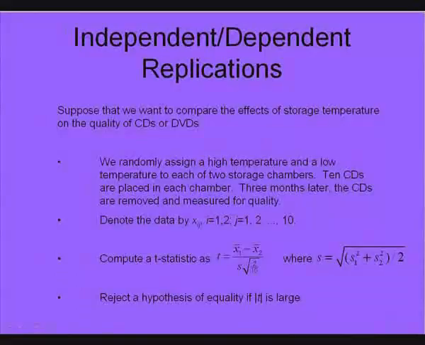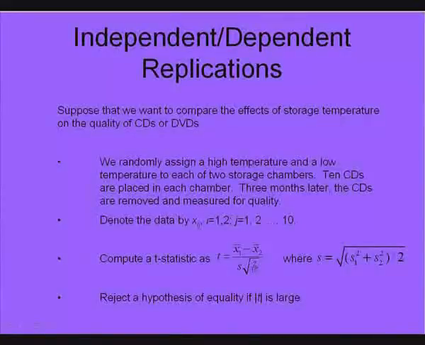And I agree with that, but I've seen people in their right minds do things very similar. And this is an example. Suppose we want to compare the effects of storage temperature on the quality of CDs or DVDs. We randomly assign a high temperature and a low temperature to each of 2 storage chambers. 10 CDs are placed in each chamber. Then 3 months later, the CDs are removed and measured for quality. And so we denote the data by the Xij's again. We do a t-statistic, and reject the hypothesis of equality if the absolute value of t is large.